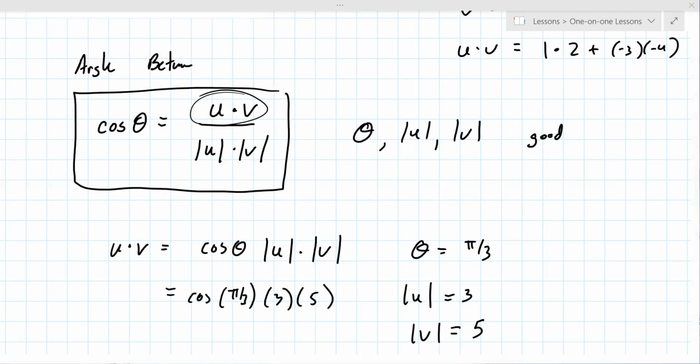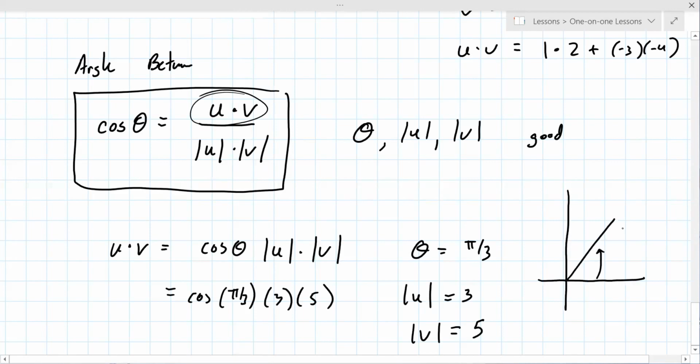Okay. So do you recall that? Do you recall the cosine of pi over 3? So there's pi over 3. So it's 1/2 comma square root 3 over 2. Do you remember which one's cosine? It's 1/2. Yes. So this becomes 15 halves.